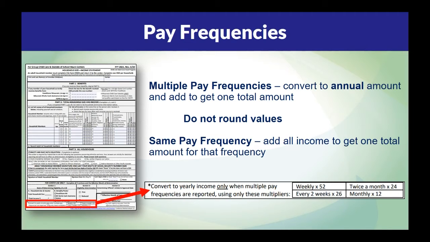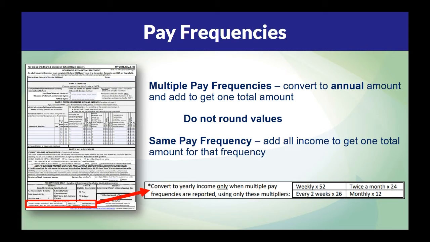When you're doing the calculations, also remember to not round any values. Just always add up the unrounded values to get one total annual amount. And then you compare that amount to the annual column on the income scale to determine if the participant is free, reduced, or non-needy.